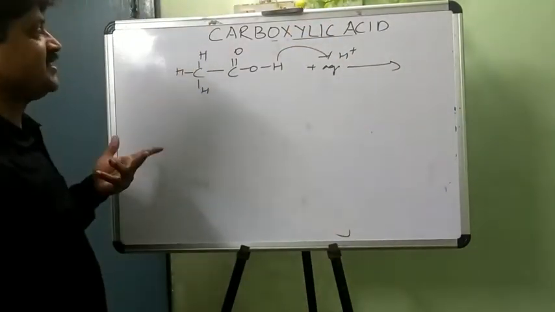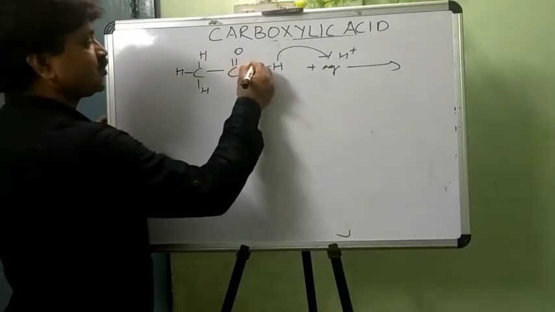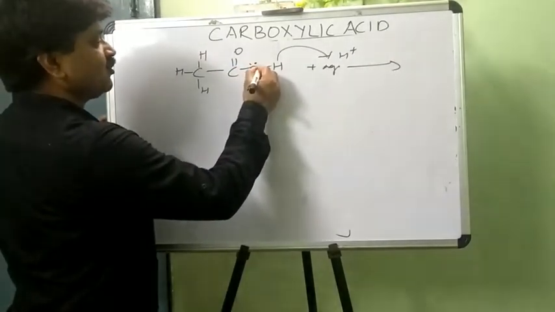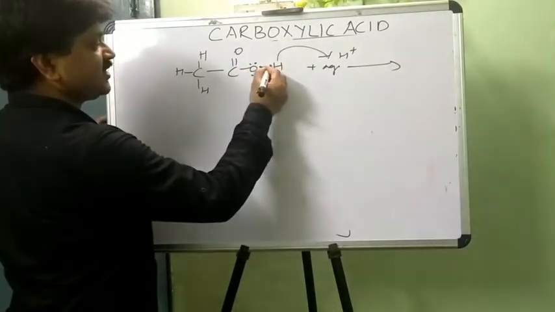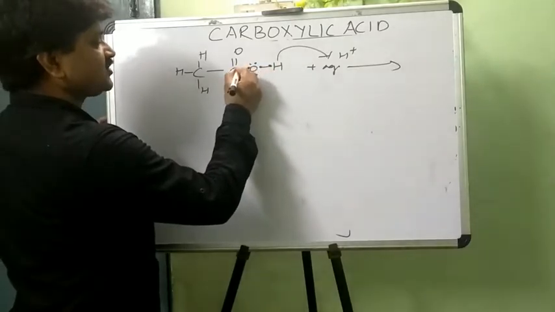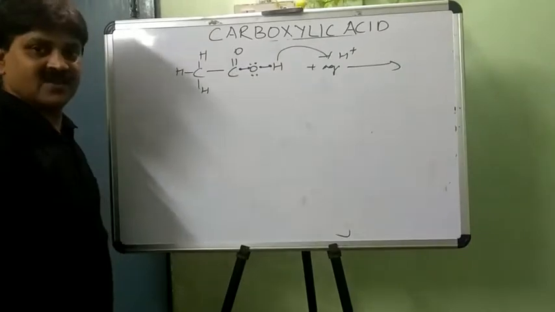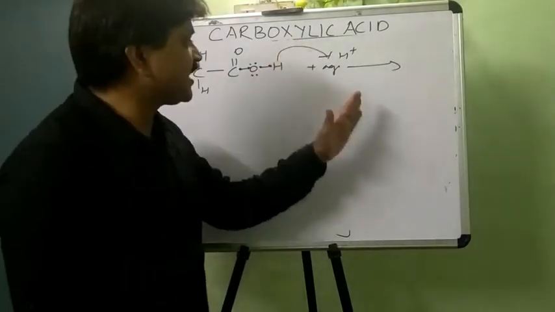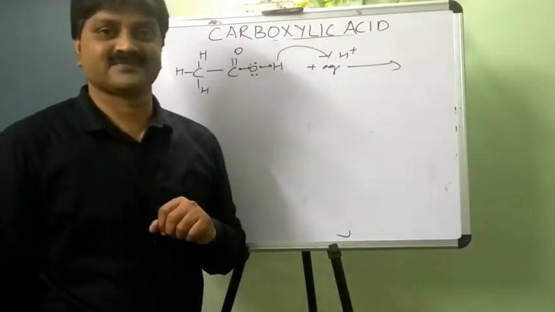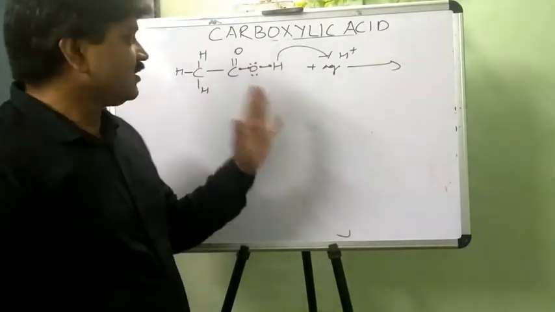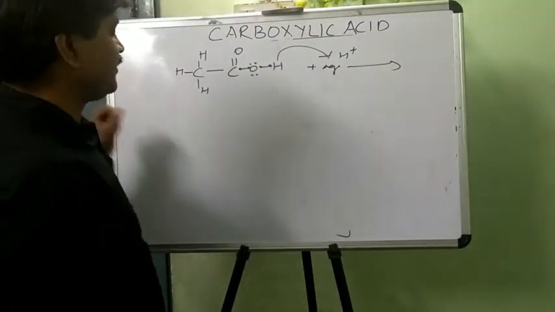Now the question arises. You will see here that there are two lone pairs of electrons on the oxygen atom. One electron is shared between oxygen and hydrogen, and another electron is shared with the carbon. 2, 4, 6, 8, already completed. So what is needed to release H plus ion and show the acidic character? Actually, whenever it dissolves in water, what will happen?